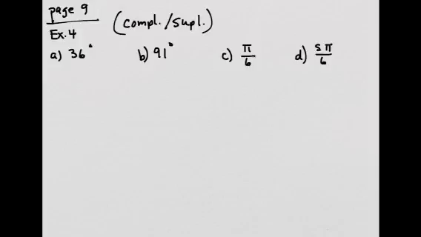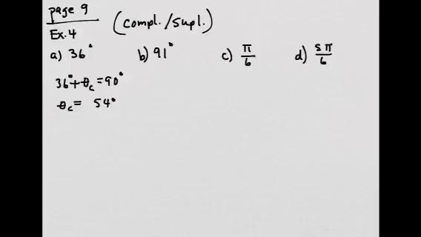So 36 degrees for part A. You could set it up like this for the complement. 36 plus the complementary angle is 90. Okay, so we subtract 36 from both sides, and we end up with the complementary angle equals 90 minus 36, which would give you 54.